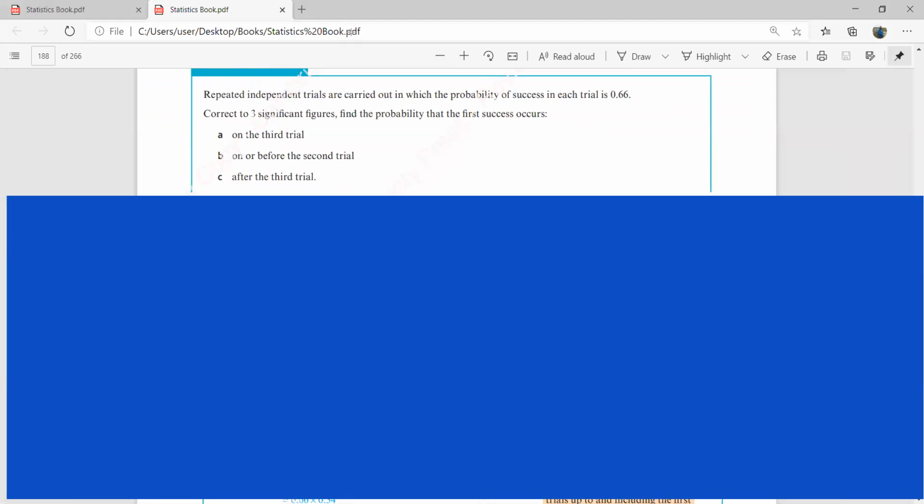Okay, here is the question. You try it, and then I'll explain this to you. Now let's discuss. It says repeated independent trials are carried out in which the probability of success in each trial is 0.66. So I'm going to write this as X is geometrically distributed with 0.66. That means your p is 0.66, and your q is going to be 0.34.